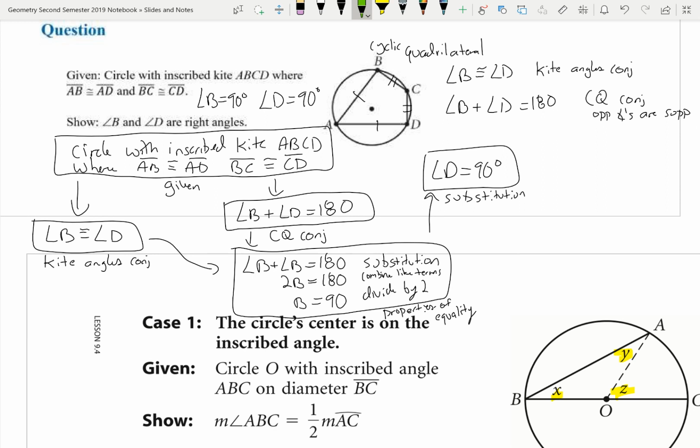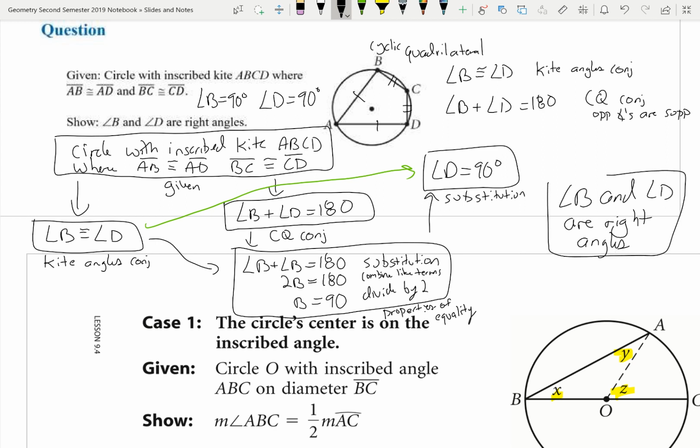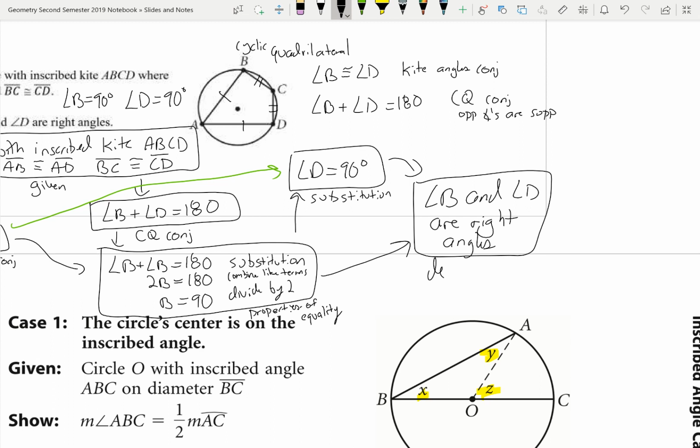Oh boy, I'll use a different color here so I can get away with this. Okay. And so that's going to mean that angle B and angle D are right angles. And that's the definition of right angles.